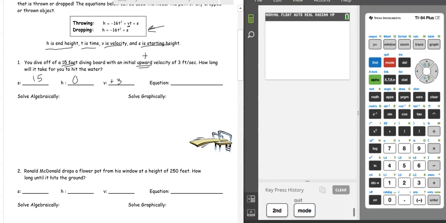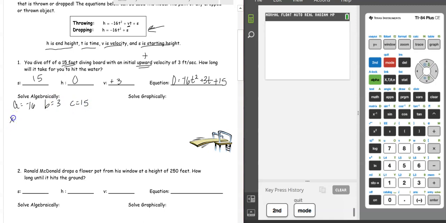So we're going to use the throw equation. It's going to be 0 equals negative 16t squared plus 3t plus 15. Again, all of these numbers I'm getting from the throw equation up here. So let's solve it like we have been the last couple days. My a value is negative 16, my b value is 3, and my c value is 15.